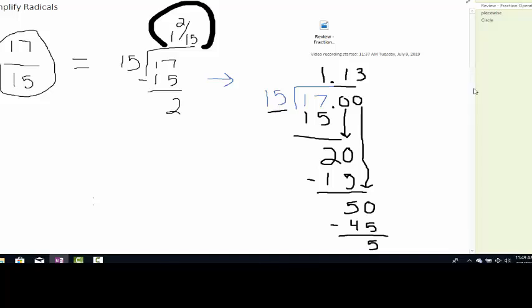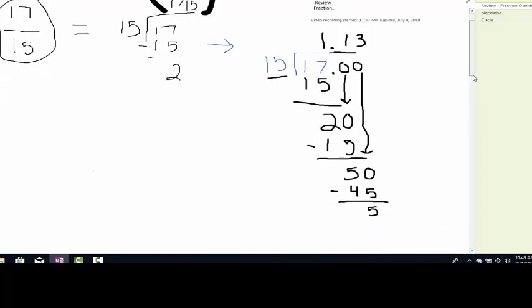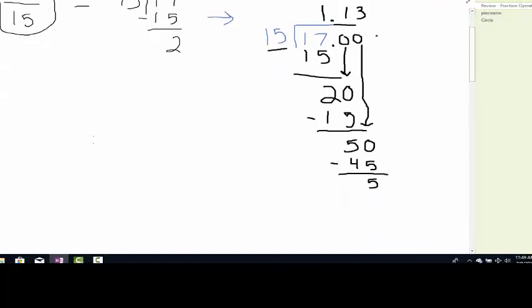Again, we have a remainder, so we have to continue the process. We add another 0, because again, it's not changing our number 17. We bring the 0 down and make it 50. We say 15 goes into 50 3 times. 3 times 15 is 45. And our remainder, once again, is 5.